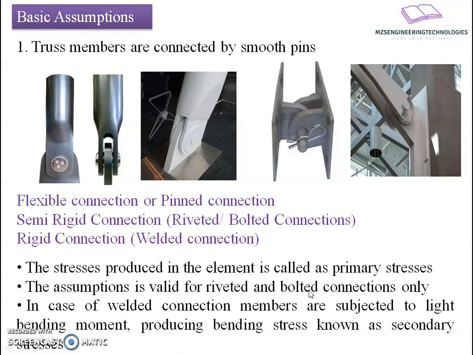We have two types of bolted connection here. The very first one is the black bolt connection, where we ensure that only the clamping is there and there is no clamping force or resistance developed, like in the case of high friction grip bolts. In case of welded connections, members are subjected to light bending moment, producing bending stresses known as secondary stresses. So generally we avoid the welded connection in the analysis, or if we consider it, then we provide certain provisions related to the bending stresses and their involvement in the analysis of the forces.